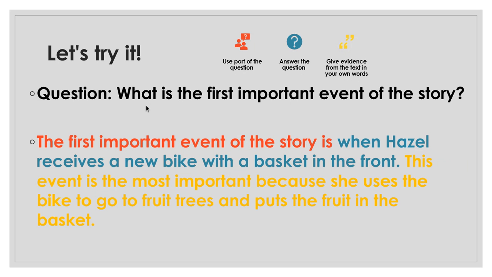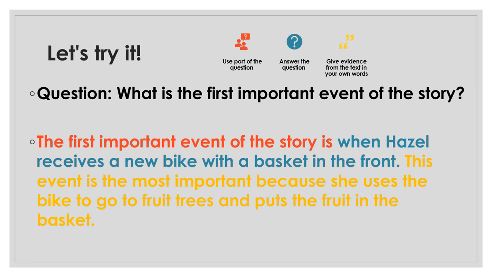This question is, what is the first important event of the story? I first asked myself what I'm going to use from the question, and this is what I chose. The first important event of the story is, and notice how it makes sense. Then I'm going to answer the question. When Hazel receives a new bike with a basket in the front. And then I give evidence from the text in my own words. Altogether, this is my response.